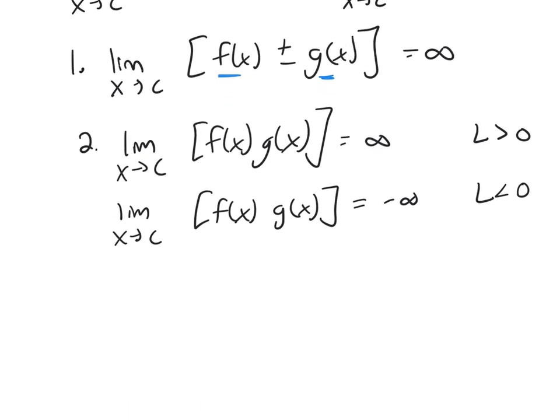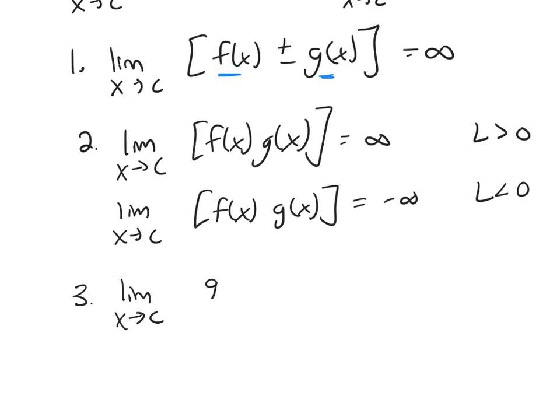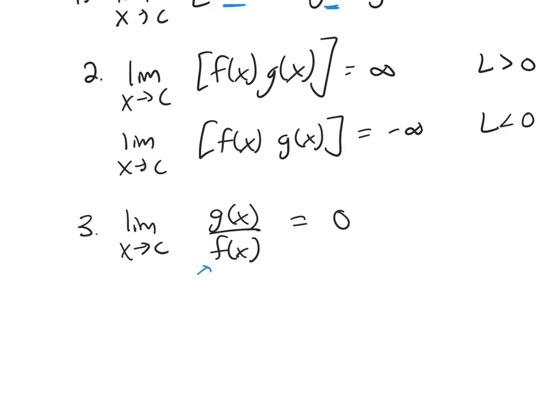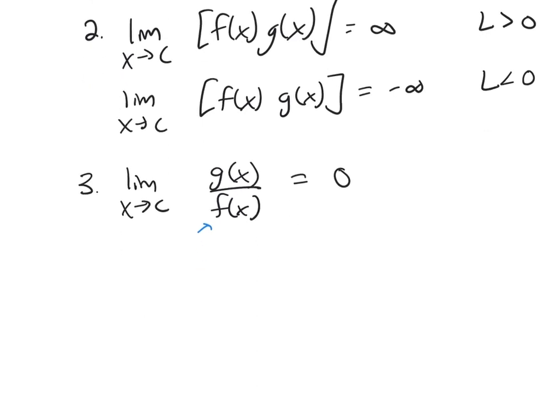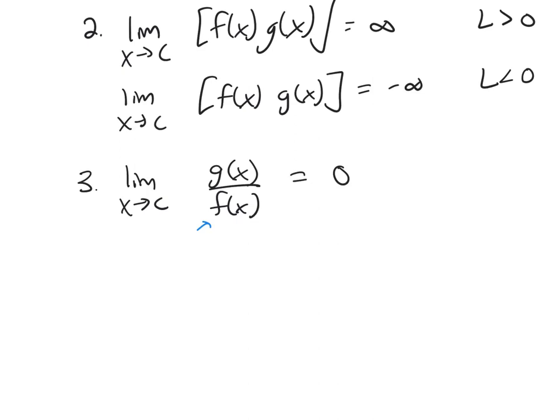And the last one is that the limit as x goes to c of g of x over f of x would be 0. Because this denominator here, this f of x, is getting larger and larger, and so overall I'm getting a smaller and smaller number. Okay, we can use these now to help us calculate some limits. So let's look at a few examples here.